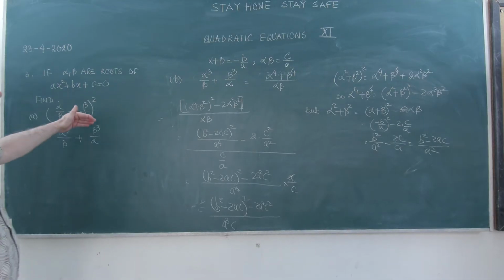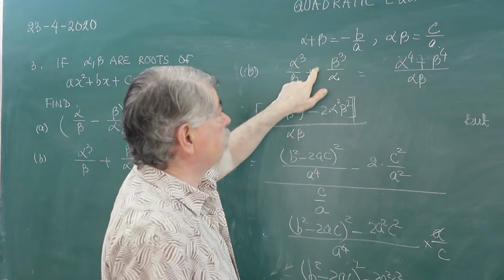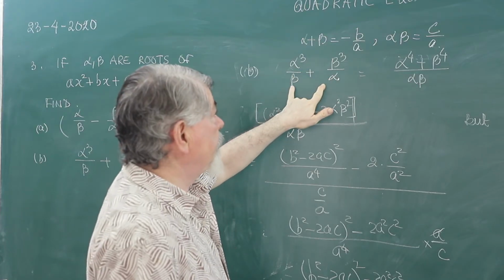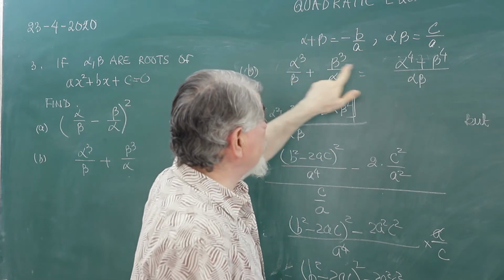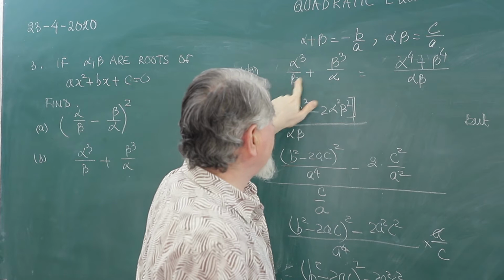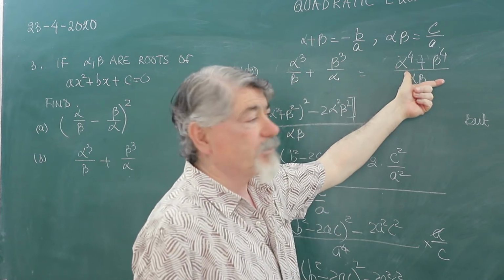The B part of the same question, we have to find out alpha cube upon beta plus beta cube upon alpha. Here we have taken the LCM alpha beta. It will become alpha into alpha cube, alpha to the power 4 plus beta to the power 4. You know how to calculate alpha 4 plus beta 4.